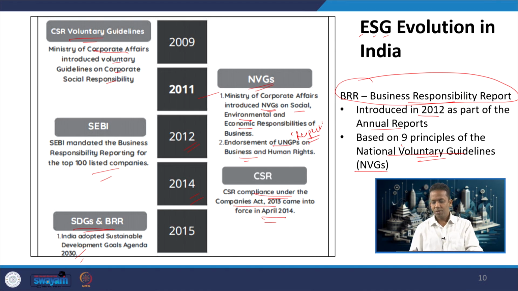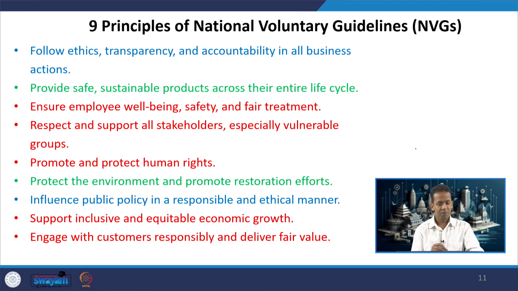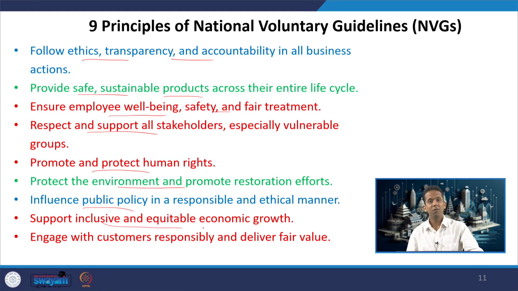So, let us look at those 9 principles of NVGs, which talk about following ethics, transparency and accountability in all business actions, providing safe sustainable products across their life cycle, ensuring employees' well-being, safety, respect and support for all stakeholders, promoting and protecting human rights, protecting the environment, influencing public policy responsibly and ethically, supporting inclusive and equitable economic growth, and engaging with customers responsibly and delivering fair value.